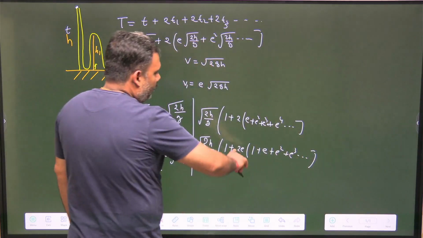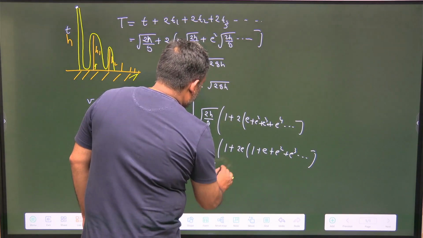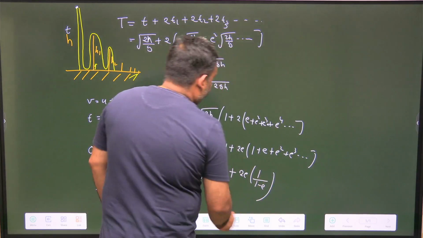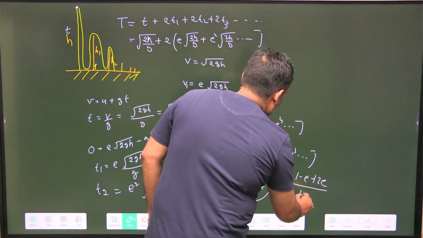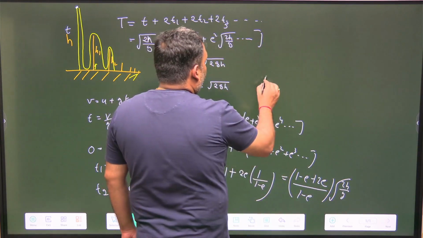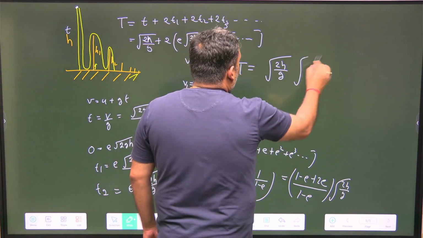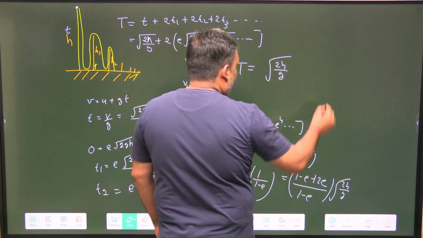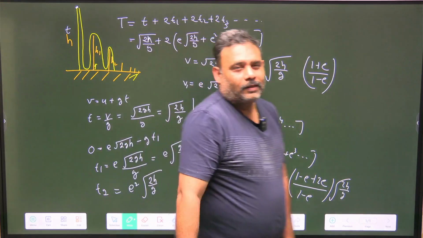So we can just go for the infinite series of a GP, and what will we get? We will get root 2h upon g times 1 plus 2e times 1 by 1 minus e, and this value is equal to 1 minus e plus 2e upon 1 minus e, times root 2h upon g. So this is my time, and we can easily solve this. This value is equal to root 2h upon g times 1 plus e by 1 minus e. So answer number B, you can see, will be the correct one.